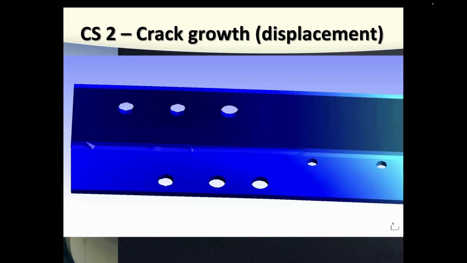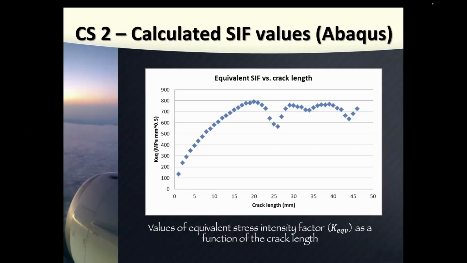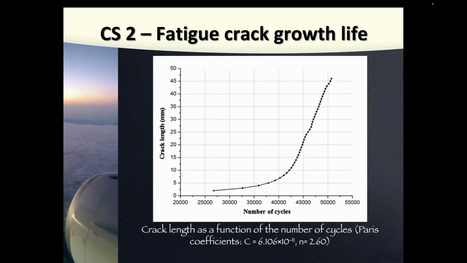Unfortunately, again, we cannot see this image, but it shows how the crack grows. And this is the calculated stress intensity factors. In this case, I use K equivalent. Why? Because when the crack grows in two directions, first horizontally and then vertically, K1 and K2 will not be the same. So this is why I have to use K equivalent here. And again, using the NASGRO equation.